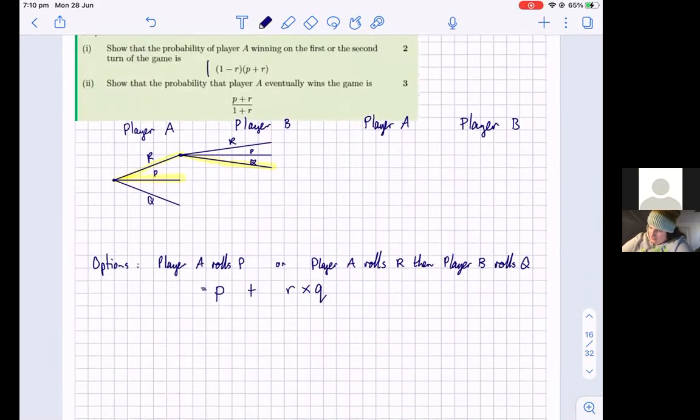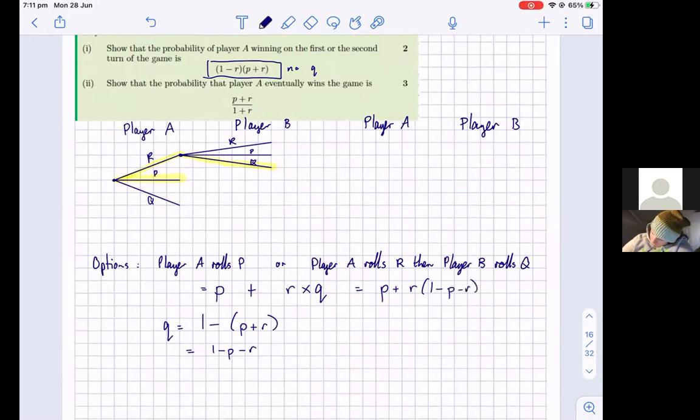This doesn't have any Q's in it. So let's remember that Q is the same as 1 minus P minus R. So we've got P plus R times 1 minus P minus R. So we've got P plus R minus RP minus R squared.